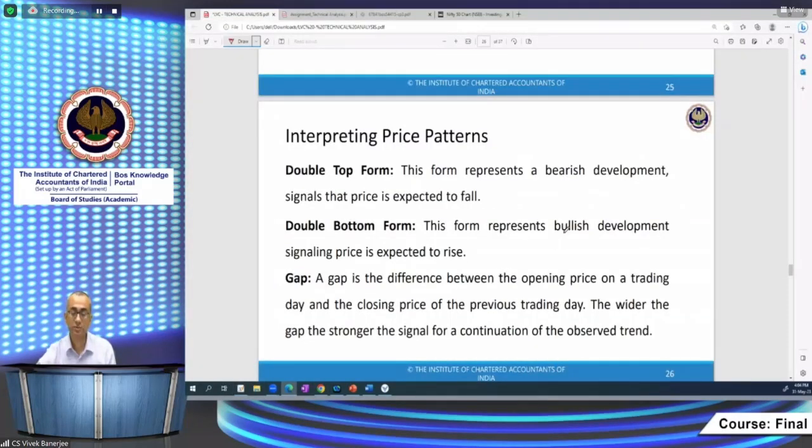Gap is the difference between opening price on a trading day and the closing price of a previous trading day. The wider the gap, the stronger the signal for a continuation of observed trend.